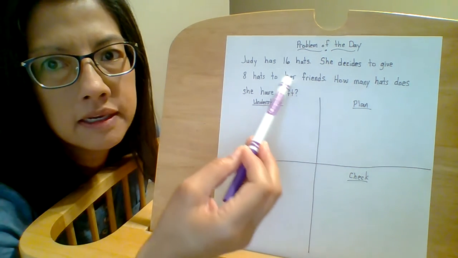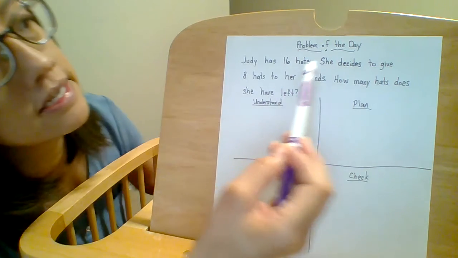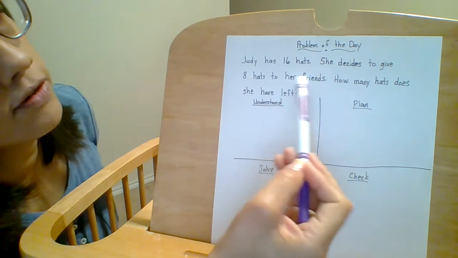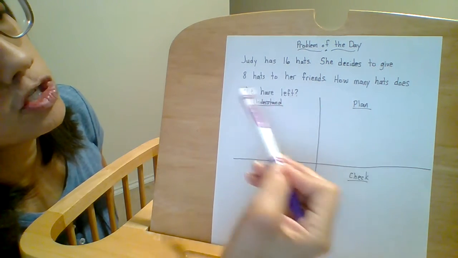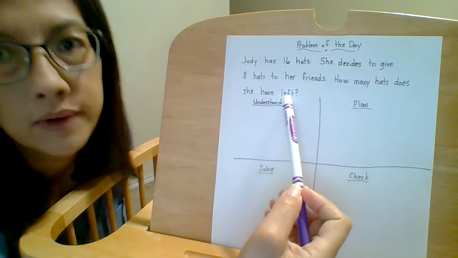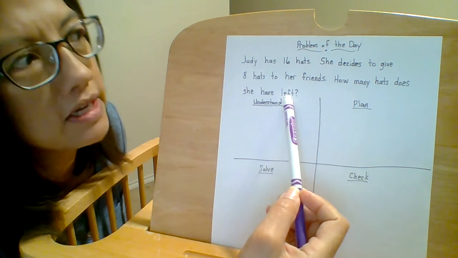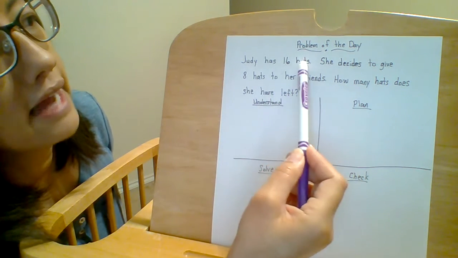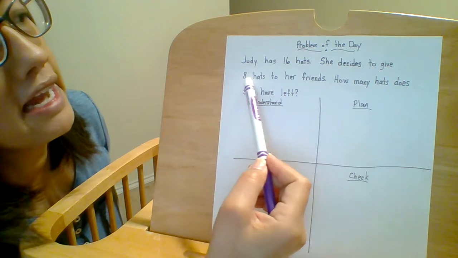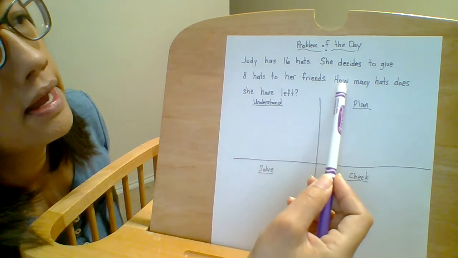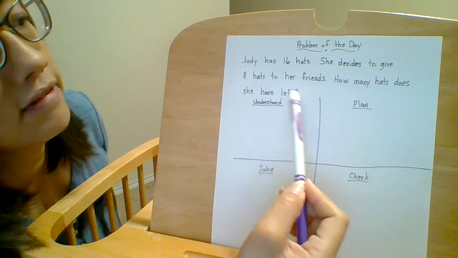Let's read it again. Judy has 16 hats. She decides to give 8 hats to her friends. How many hats does she have left? We always do 3 reads on our problem of the day, so let's do our last read. Judy has 16 hats. She decides to give 8 hats to her friends. How many hats does she have left?